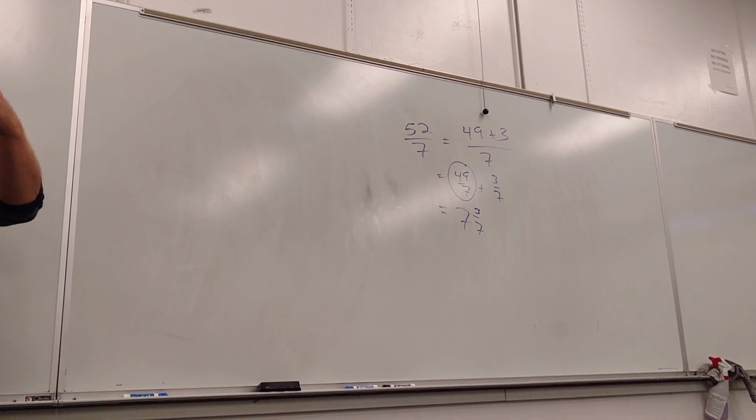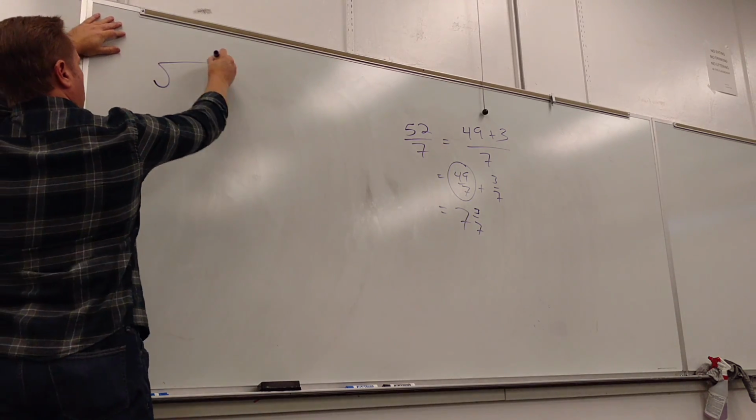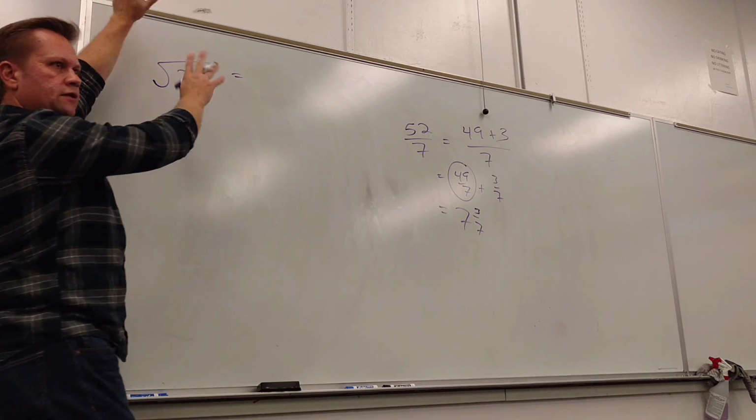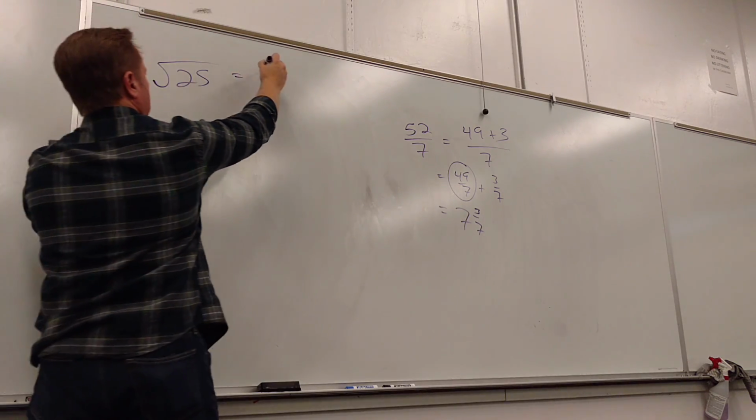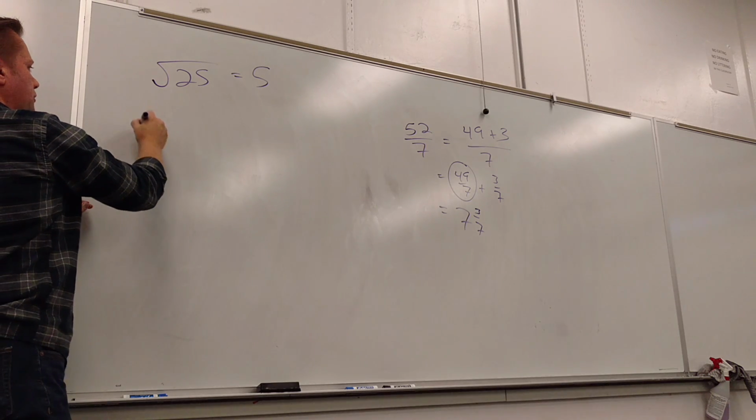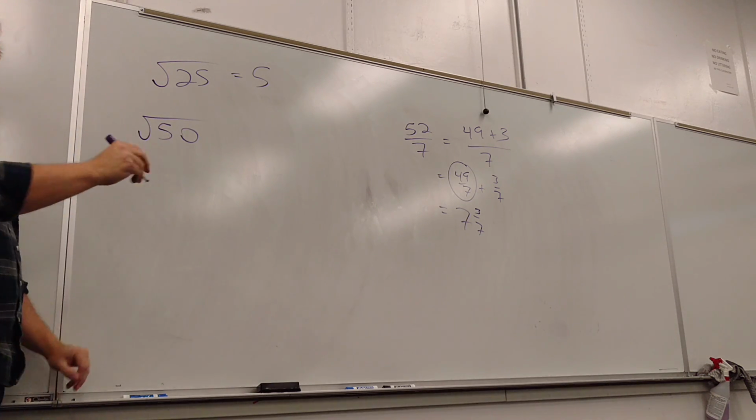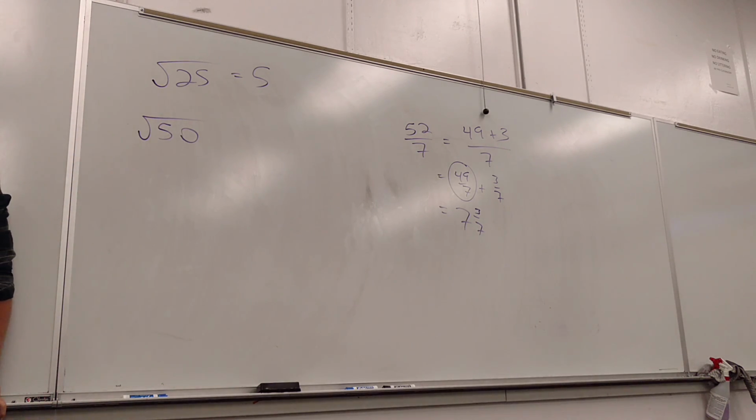So how does this apply to the square root stuff? What's the square root of 25? This is getting 5. I love it, right? So that's not what this applies to. What about the square root of 50? Can I do the square root of 50? What times itself is 50?